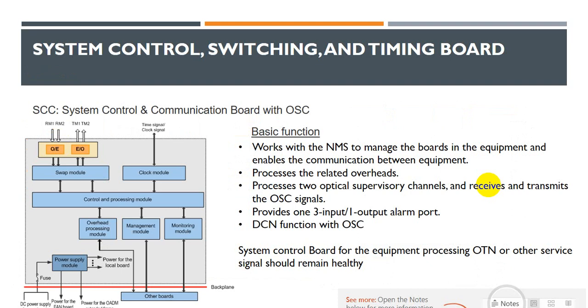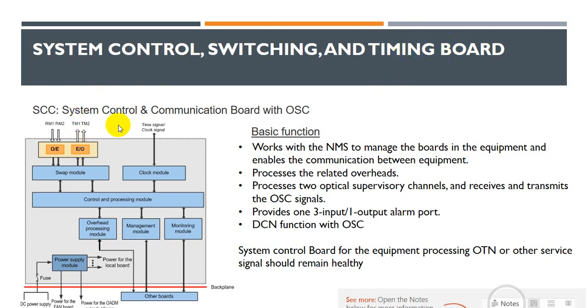Now the next category of the boards is system control, switching and timing boards. So these are common boards, which are required for the network element to run, because the system control board is to be used to control, configure and communicate. Switching is basically used to have the SNCP type of switching to achieve a reliable, resilient network. And timing boards, if your network runs some synchronous services, then you need a timing board.